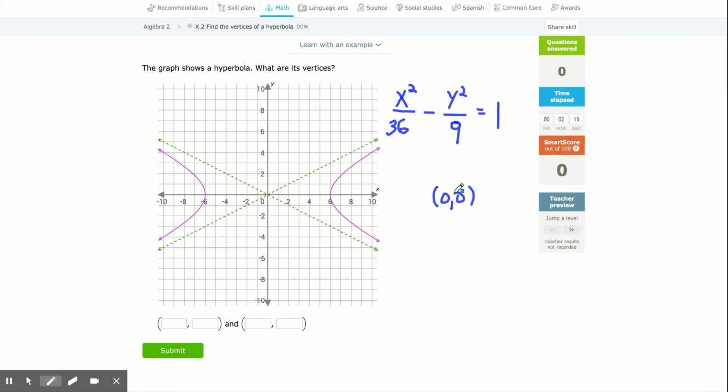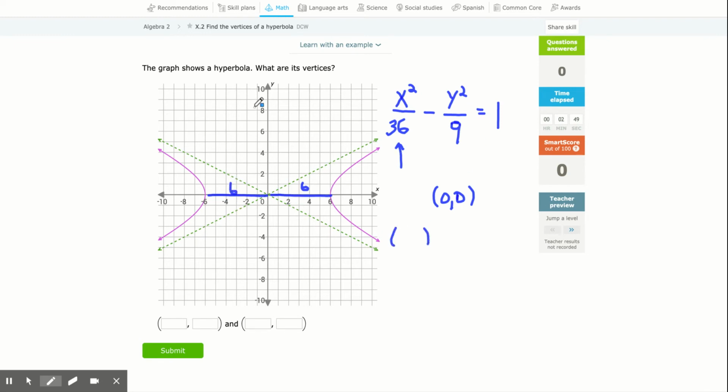And then you're always going to add and subtract the a value. Now, the a value is not always the largest this time. It's the one that's underneath the positive term, the leading x squared or leading y squared term. It's not the minus term, it's the positive term. I square root it, and that gives us this distance right here. The square root of 36 means I'm 6 units to the right and 6 units to the left of the center to find the vertices.